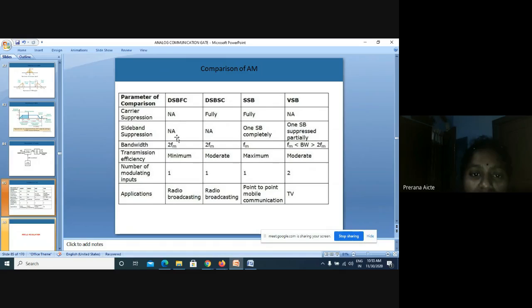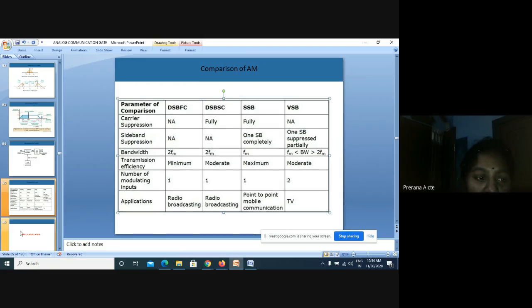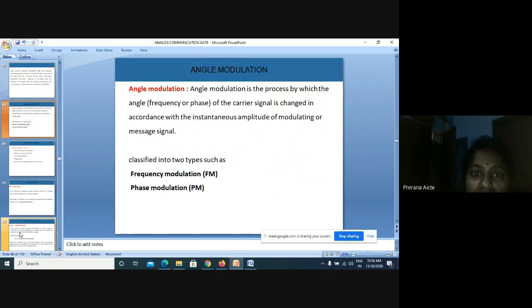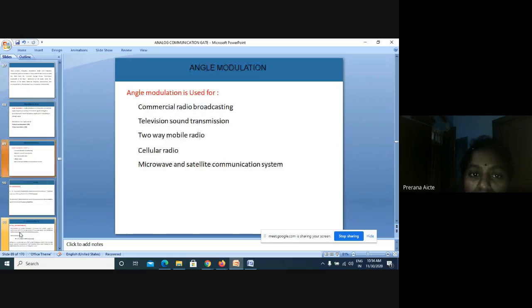Transmission efficiency: the efficiency of AM is very less. Why? Because the efficiency is only 33%. For DSB, this is moderate. The highly efficient modulation technique is SSB, and VSB is moderate. As for applications, we use AM and DSBSC for radio broadcasting, SSB is used for point-to-point mobile communication, and we are going to make use of VSB in television.